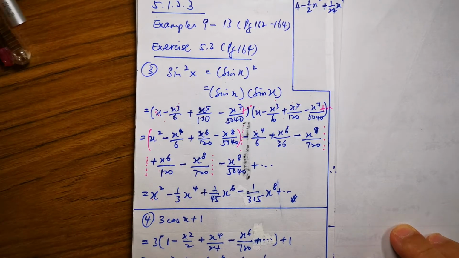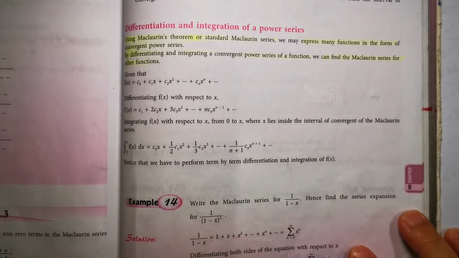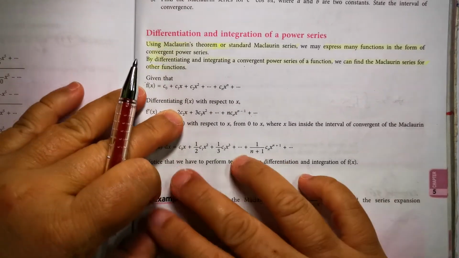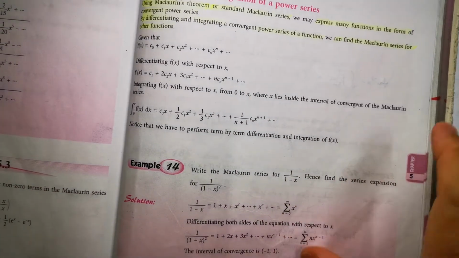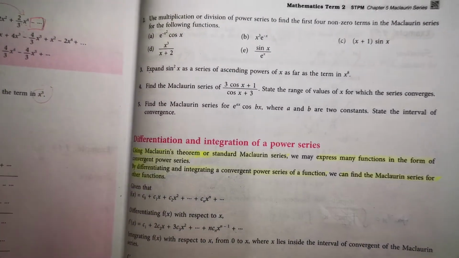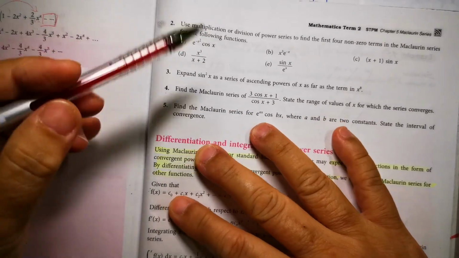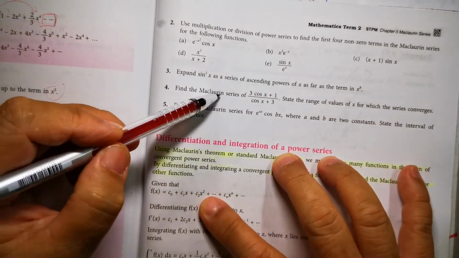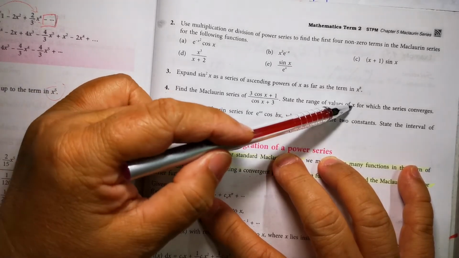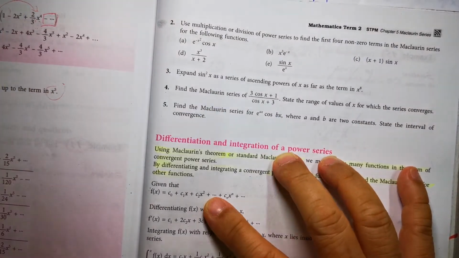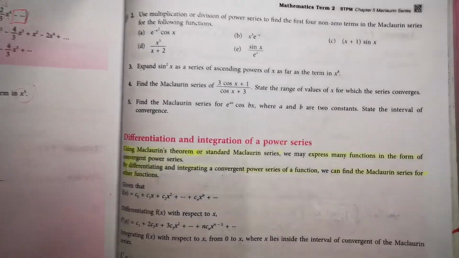Then we see one more example, which is question 4. Question 4: find the Maclaurin series of this division. State the range of values of x for which the series converges.